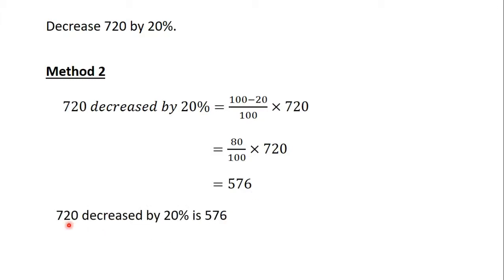So if we decrease 720 by 20%, you are going to have 576.